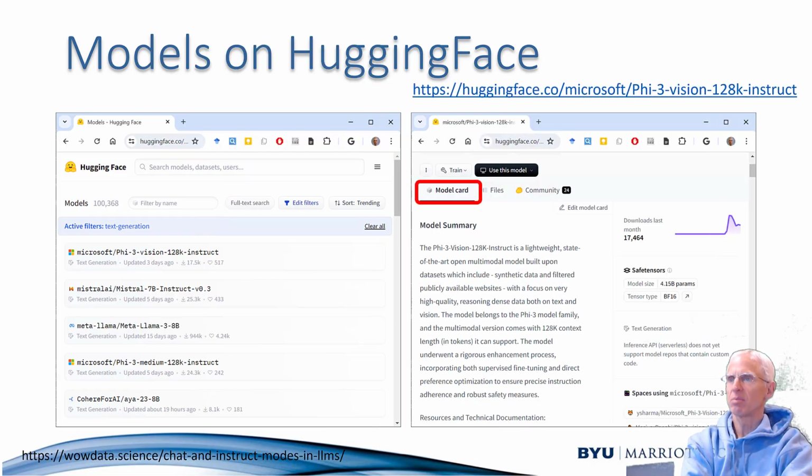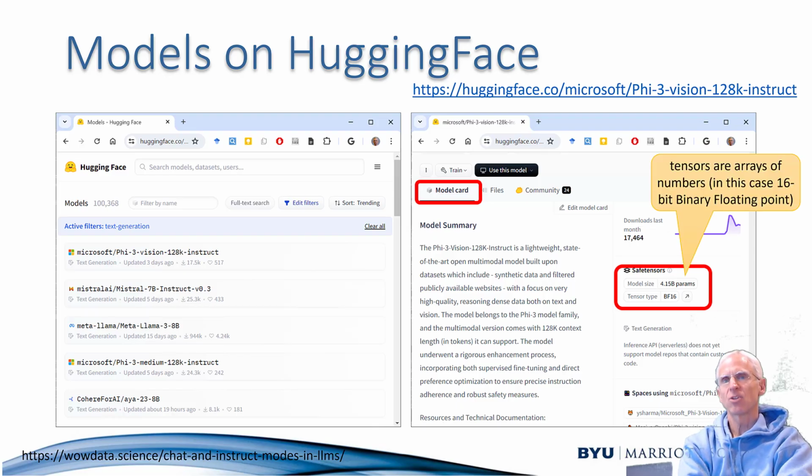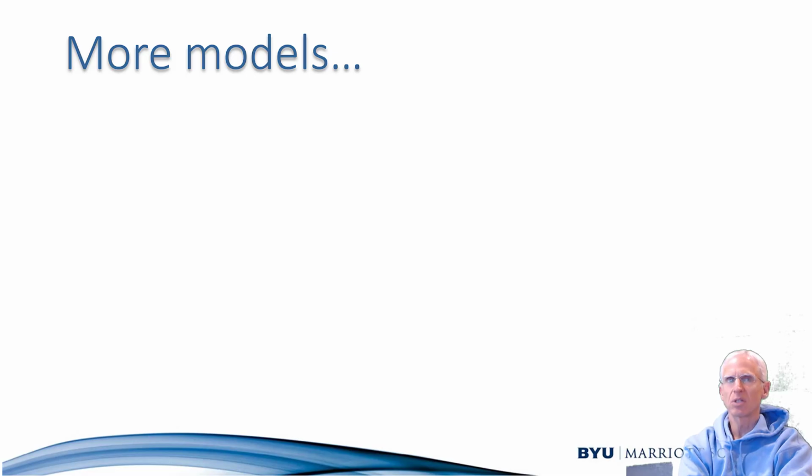Here's the model card. I've selected a particular model, and if you look at this, the model is 4.15 billion parameters. The tensor type is BF16, and I think maybe B stands for binary, but it's floating point, 16 binary digits. So that's not very quantized there. The tensors are arrays of numbers. That's what we mean when we talk about safetensors. A tensor is what goes into those multi-dimensional arrays.